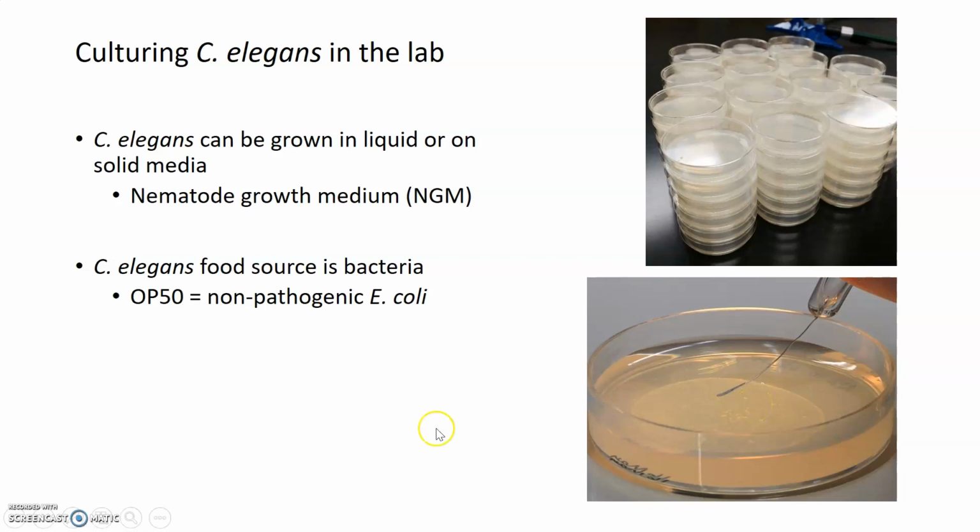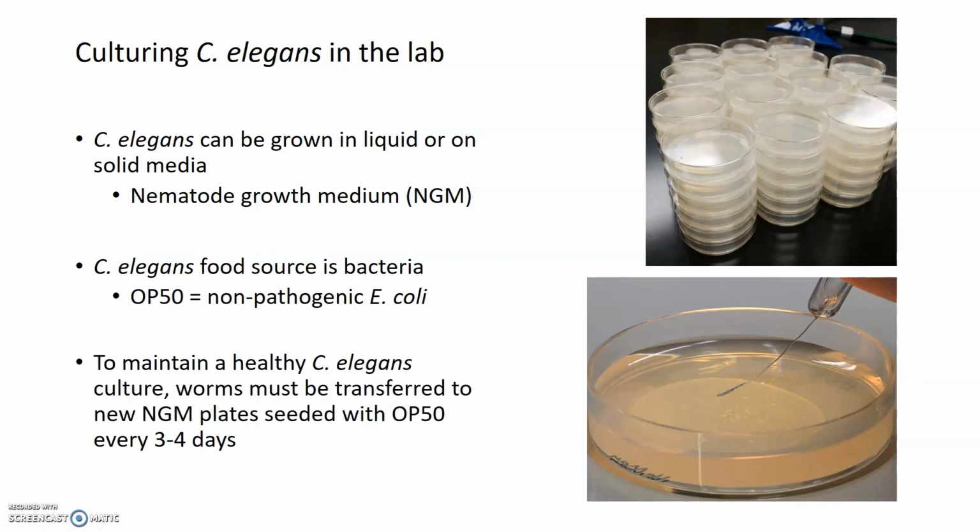And so as the worms live, and they're hermaphrodites, right, their population is expanding, and all of the babies are also eating this food. You need to move worms from a plate that is depleted of food to one that actually has food on it, or a new lawn of OP50 bacteria. The way that you do that is using this instrument here, a worm pick, and you basically pick worms under the microscope from this plate to a new freshly filled plate of bacteria, and that happens about every 3 to 4 days in order to keep a healthy culture of C. elegans going in the lab.